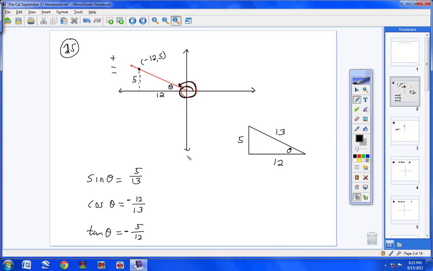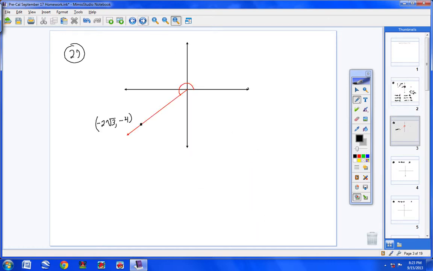So there we go. So now quickly find the other 3 trig functions. The cosecant of theta would be the inverse of sine, so 13/5. And the secant of theta would be the inverse of cosine, so negative 13/12. And the cotangent of theta would be the inverse of negative 5/12, so negative 12/5.